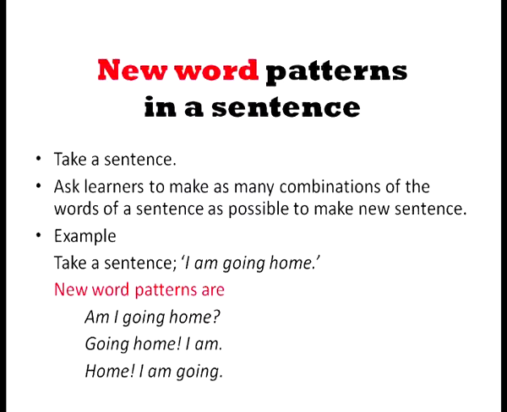Another game that can be planned in a school is forming new word patterns in a sentence. This is a very interesting game, and it lays the foundation for divergent thinking. Suppose there is a sentence, I am going home. The new patterns can be: am I going home? Going home, I am. Home, I am going. So, these are different patterns. There may be more patterns, but what it does is it opens up your mind that I am going home is not the only construction that we can have.